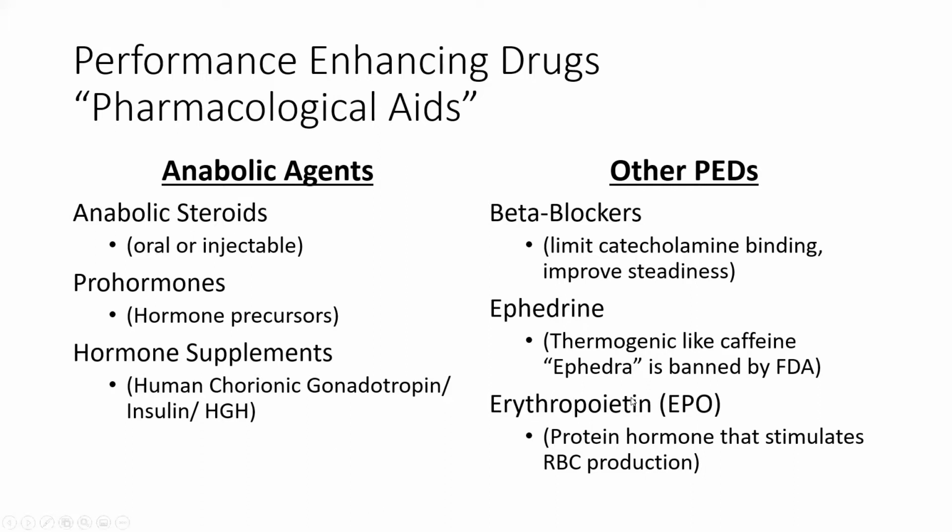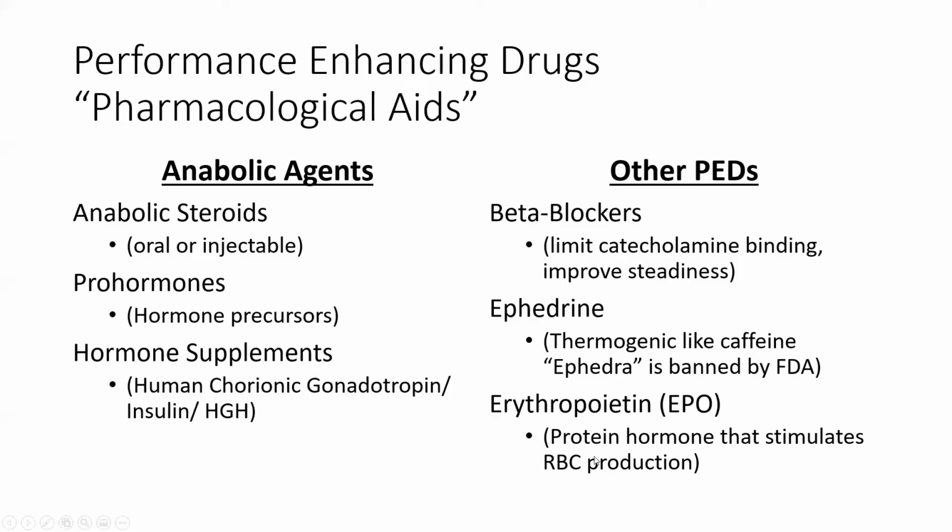There are other things like beta blockers, which can improve your steadiness. These are especially banned in shooting sports and accuracy-based sports. Ephedrine is a banned thermogenic drug that can cause an increase in heart rate and body temperature. It is one of those things that you've probably heard of as a fat burner, like ephedra is an example. Most ephedrine products are banned because of the negative cardiovascular effects.